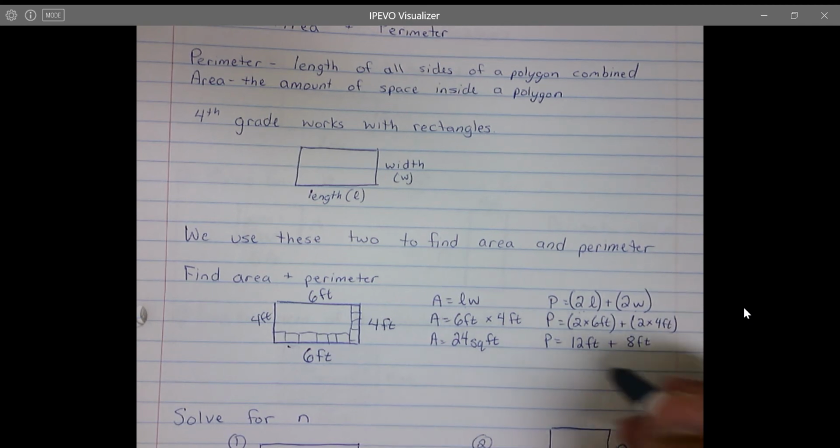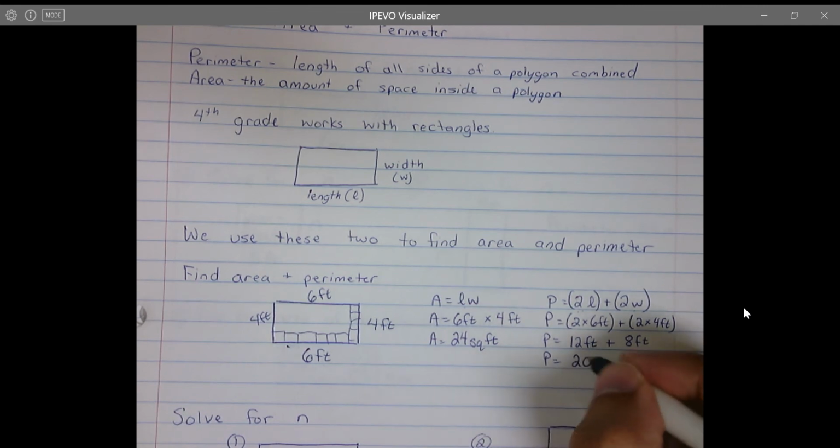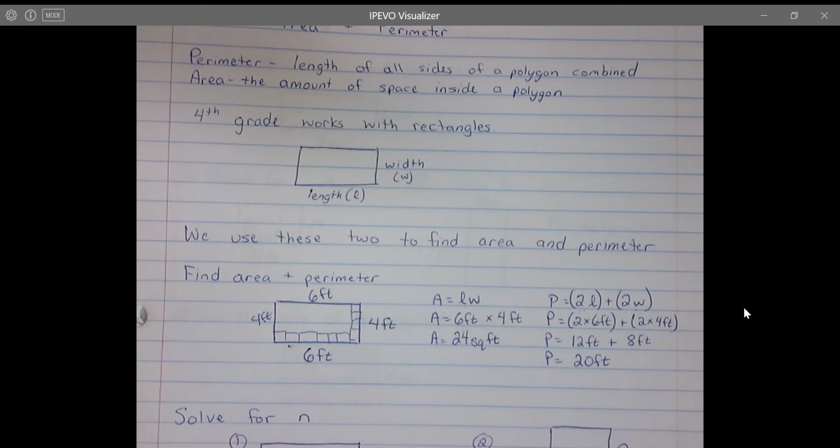And now all I have to do is just add those together. My perimeter would now be 20 feet. 12 plus 8 is 20 feet. And it's not square feet at all because it's literally feet going across. That one stays the same. So we can use these formulas to help us figure out the answers to these problems. So that's going to be straightforward area and perimeter.